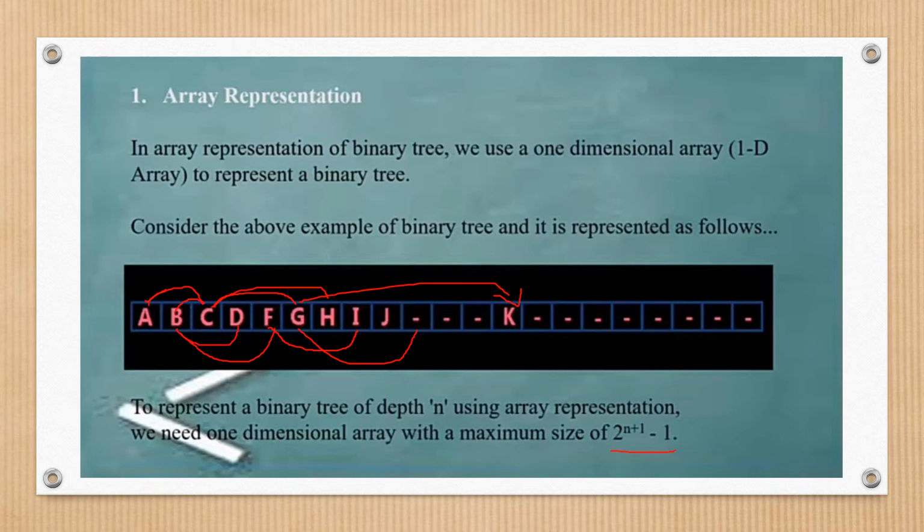Depth means here level. 2 power 3 plus 1, that is 4. 2 power 4 means 16, minus 1 is 15. A size of 15 we have to represent. We have to declare an array of size 15.